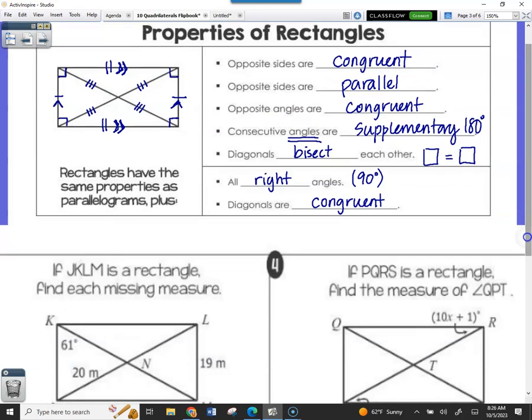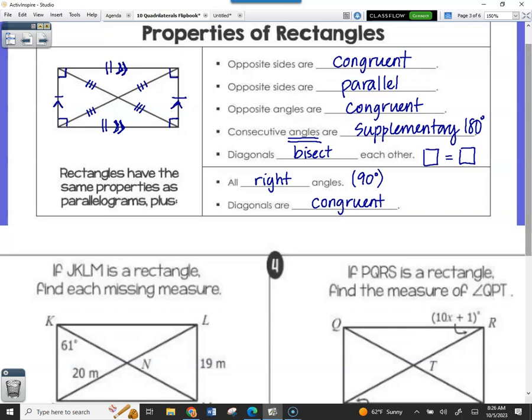Now, you still have alternate interior angles in here if diagonals are drawn. So I don't know if you have room, but you might want to make a note. If diagonals drawn, look for alt-int angles. They will come up. So keep that in mind. They only come up if the diagonals are drawn and we're talking about angles.